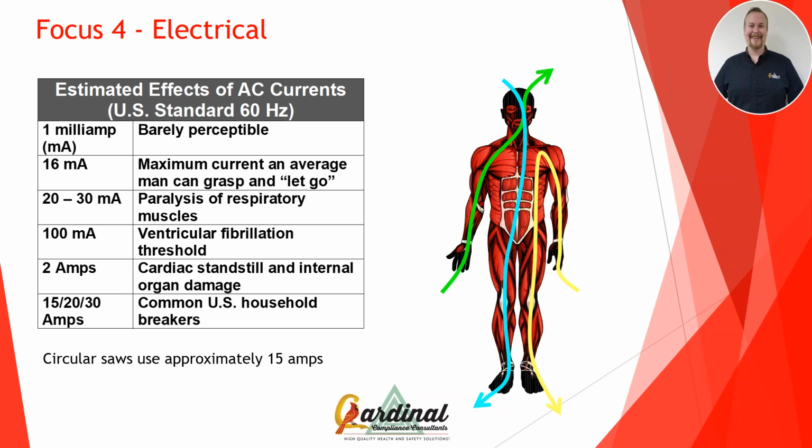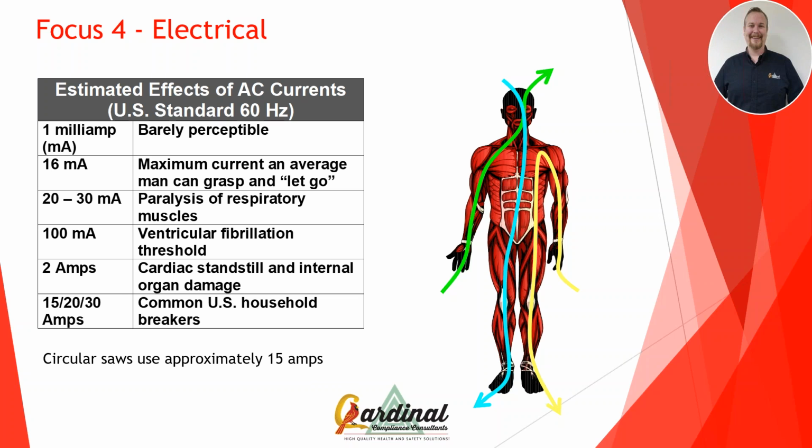It's not very much. Now, as we move up, 20 to 30 milliamps, that's where we're going to start having trouble breathing. 100 milliamps is all it's going to take to start throwing off the rhythm of your heart. Now, at 2 amps, this is where we can do significant organ damage. This is where we start getting into that potential.